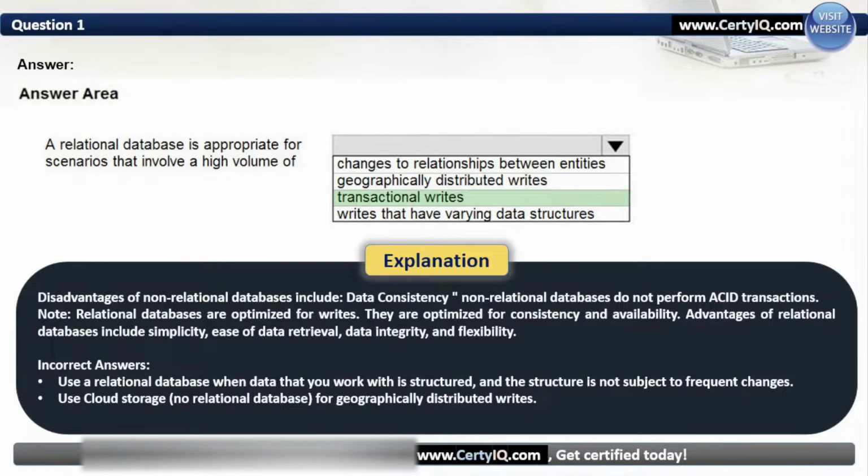Disadvantages of non-relational databases include data consistency. Non-relational databases do not perform ACID transactions. Note, relational databases are optimized for writes. They are optimized for consistency and availability. Advantages of relational databases include simplicity, ease of data retrieval, data integrity, and flexibility.